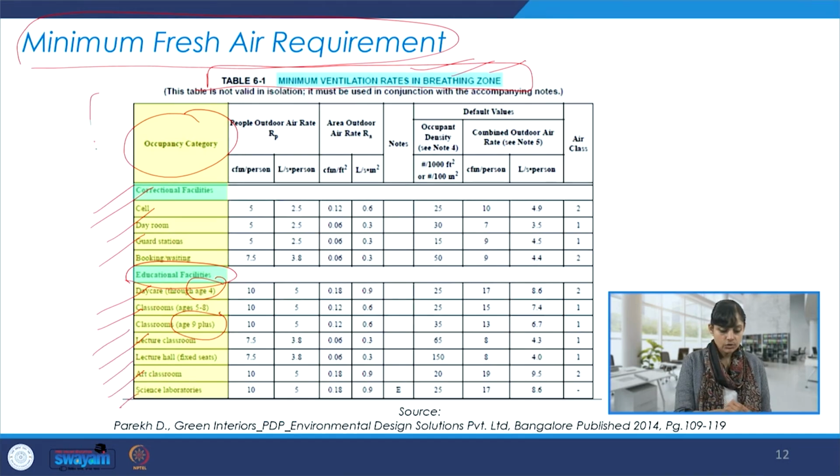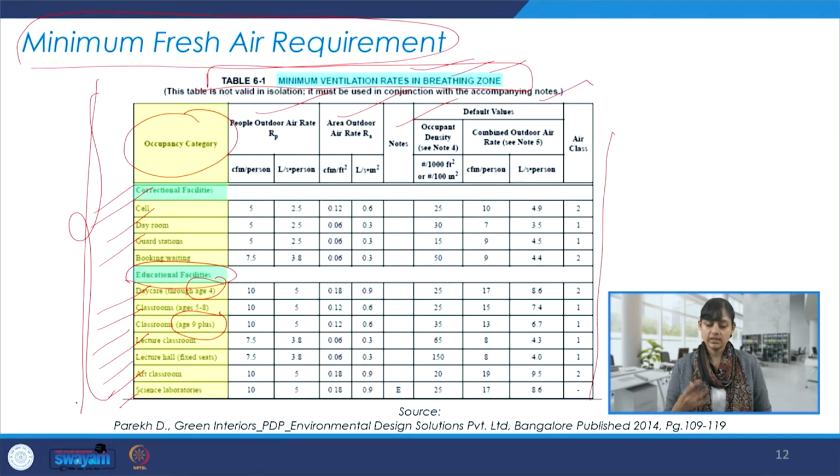So for all of these facilities and for all of these different occupancy categories, there are ways to calculate and have this kind of a reference and understand what would be the minimum ventilation rates in breathing zone and what are the minimum fresh air requirements.